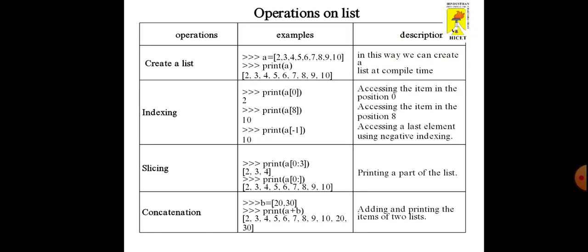The example for creating the list is A is equal to, within the square brackets, you have to mention the values using commas. Every value should be separated by a comma, and you have to enclose them in an open square bracket and a close square bracket. Between these, you mention your values using commas. In this way, you can create a list at compile time.